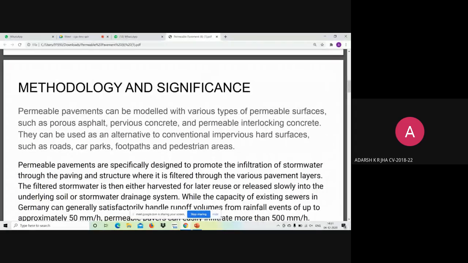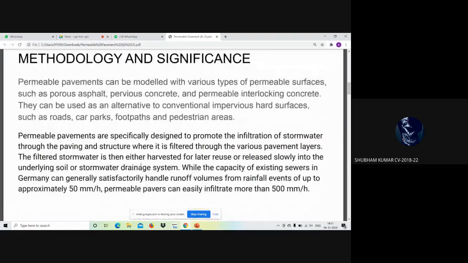Permeable pavement can be modeled with various types of permeable surfaces such as porous asphalt, pervious concrete, and permeable interlocking concrete. These can be used as an alternative to conventional impervious hard surfaces such as roads, car parking, and footpaths. All materials we are using here are permeable.